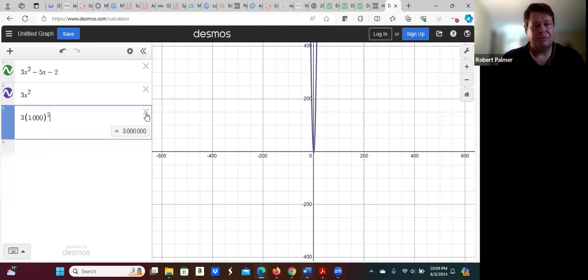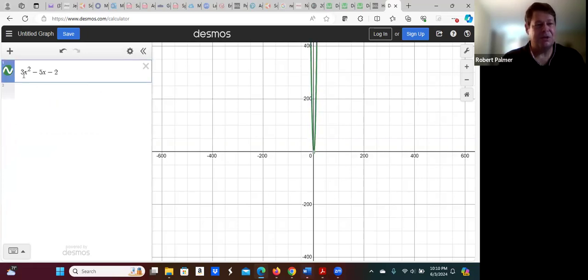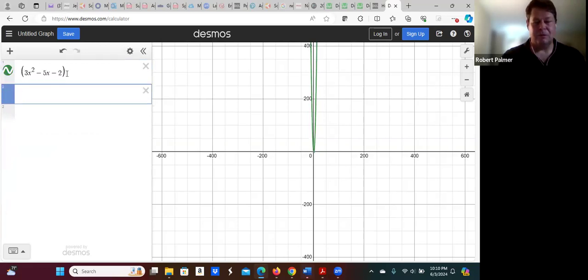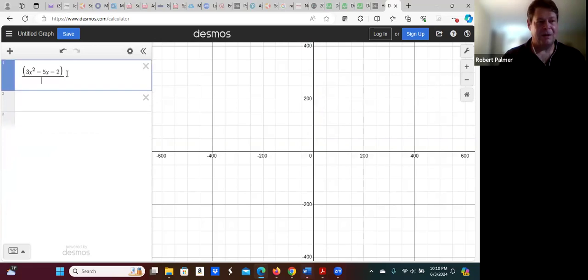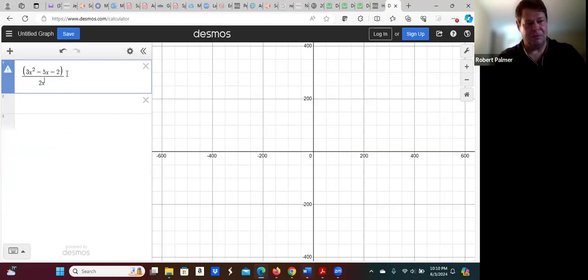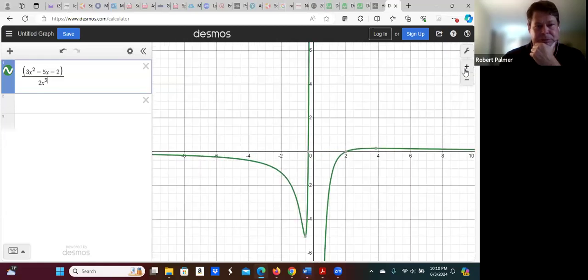Now, let's take a look at this idea. Let's actually get rid of this and change this function. Let's put a denominator in. Let's divide it by 2x cubed. Now we need to zoom back in. Okay, now that's kind of an interesting picture as well.